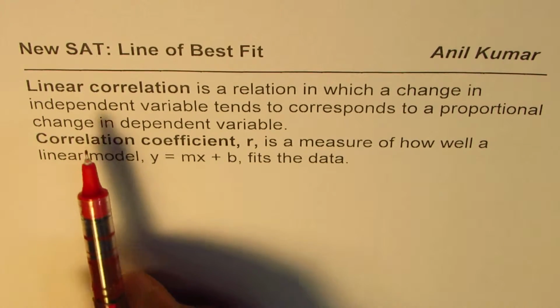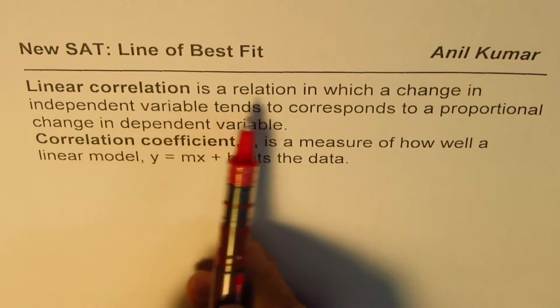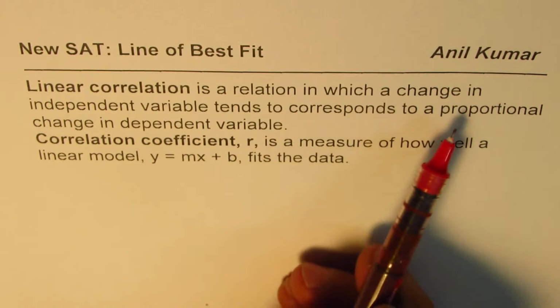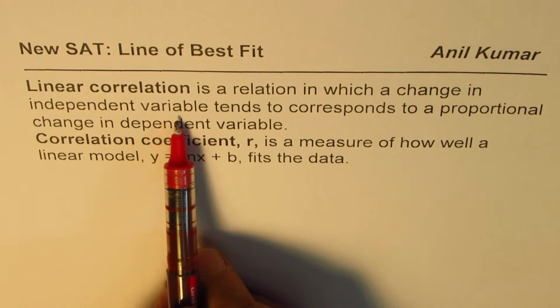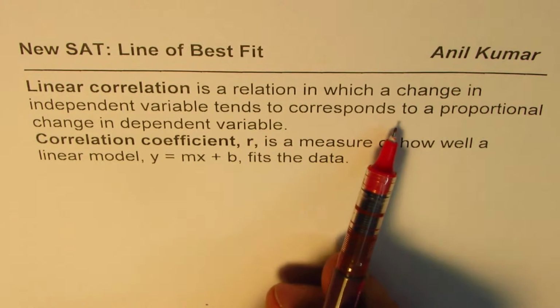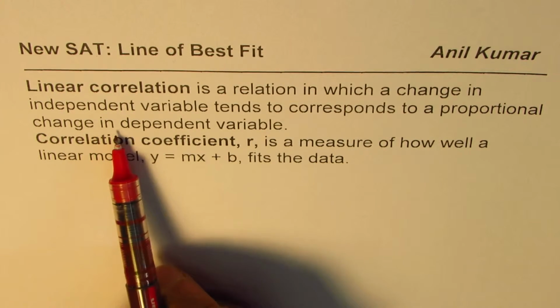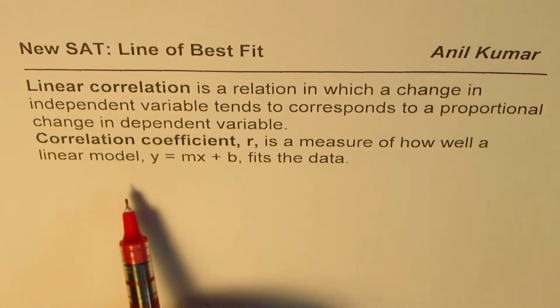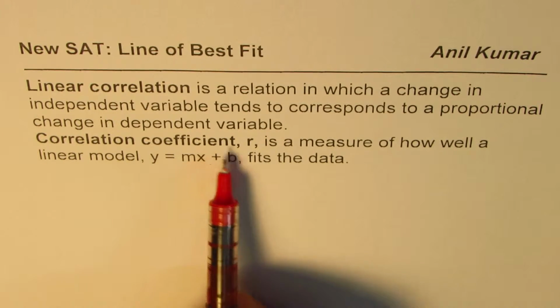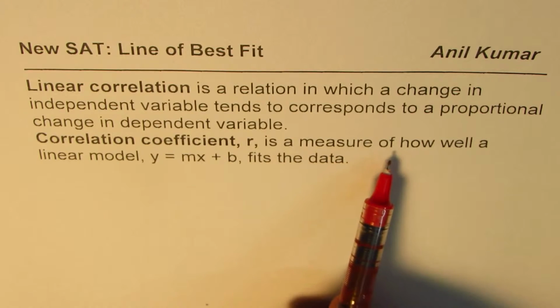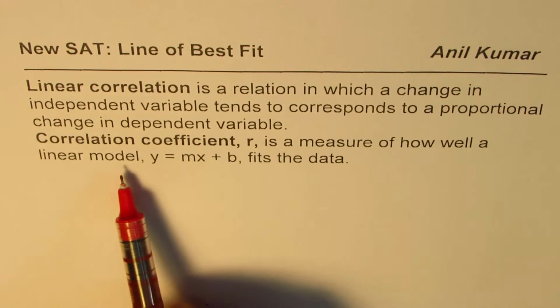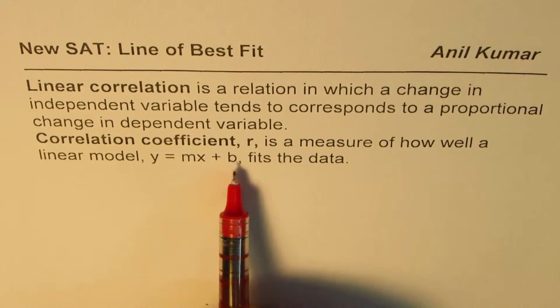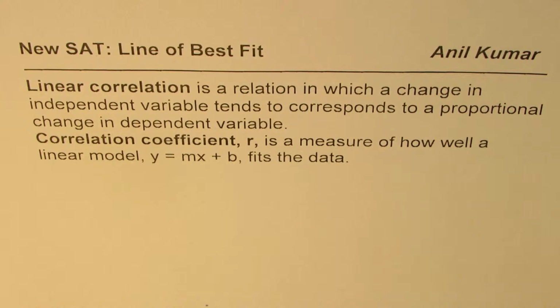Here are the definitions. Linear correlation is a relation in which a change in the independent variable tends to correspond to a proportional change in the dependent variable. And a correlation coefficient R is a measure of how well a linear model y equals mx plus b fits the data. So that's kind of the basics. Now we'll take a few examples and understand these terms.